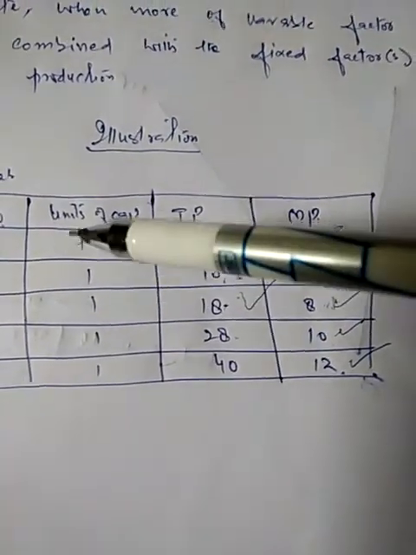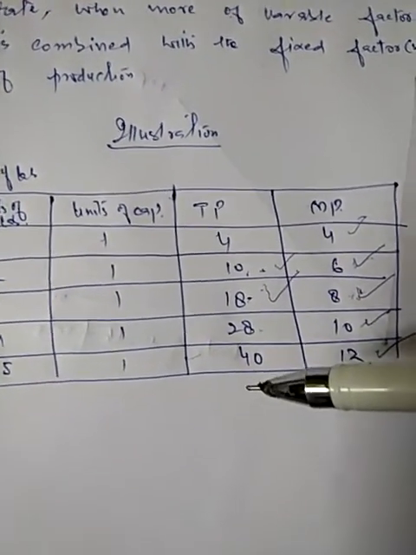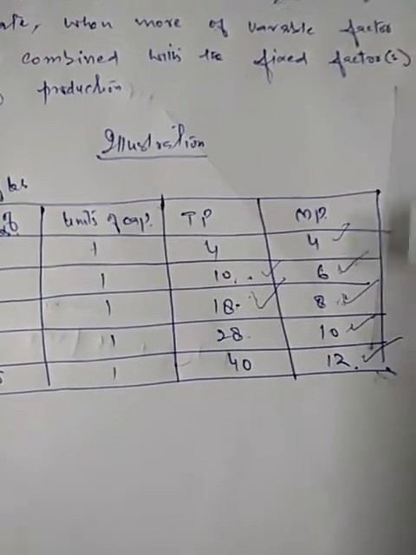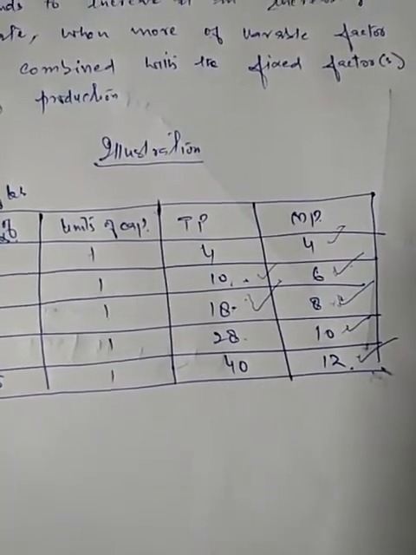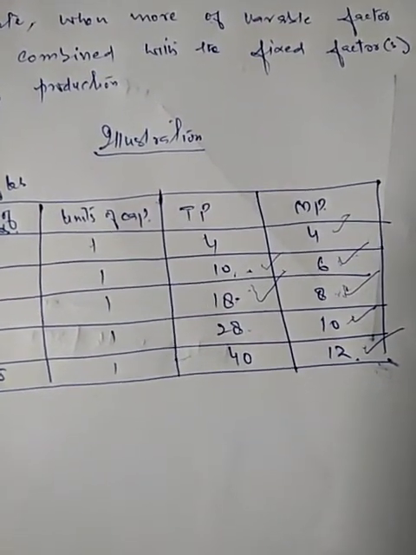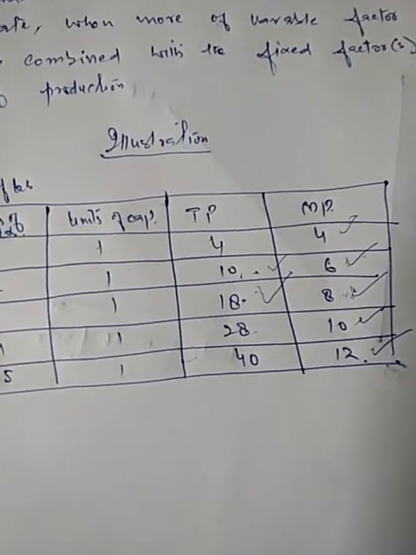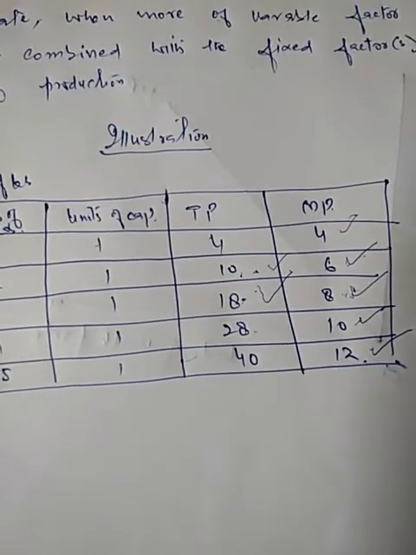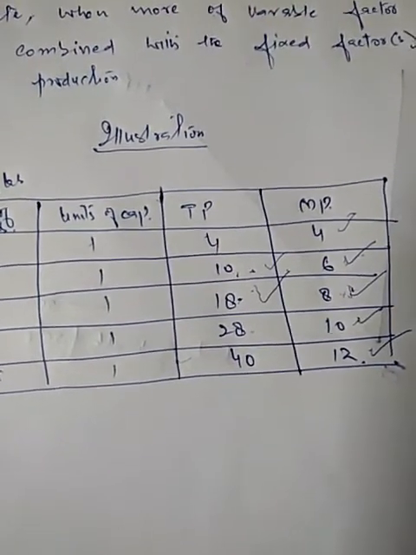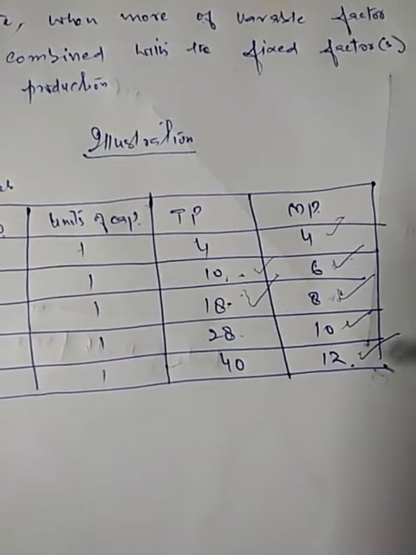Now here you see, when we apply the variable factors to the fixed factor, our total product is increasing at an increasing rate. That's marginal product is increasing. Every additional worker gives us more and more units of the output. And this is the simple statement. As I told you, the law states that if we apply to a fixed factor the variable factors of production initially, the total product increases at an increasing rate. That is, every additional worker is giving more and more units of output. That's marginal product is rising also, right?